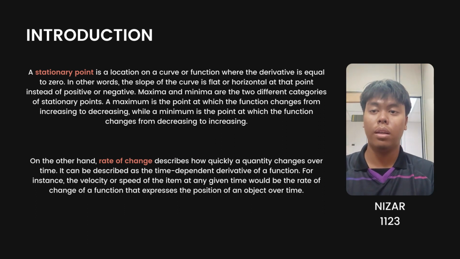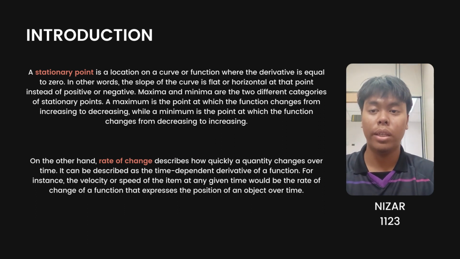08DEP22F1123. Introduction. A stationary point is a location on a curve or function where the derivative is equal to 0. In other words, the slope of the curve is flat or horizontal at the point, instead of positive or negative. Maxima and minima are the two different categories of stationary point. A maxima is a point at which the function changes from increasing to decreasing, while a minimum is the point at which the function changes from decreasing to increasing.